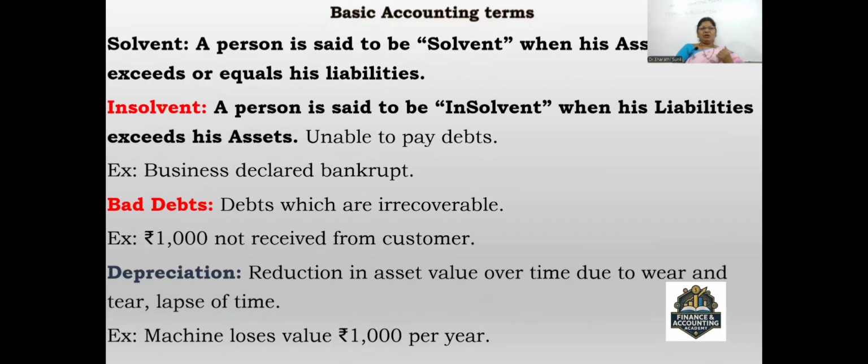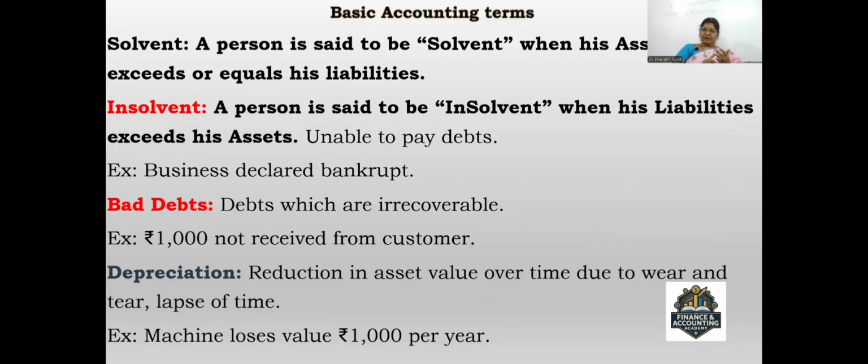Next, solvent. A person is said to be solvent when his assets are more than his liabilities, or when his assets are equal to his liabilities. Whatever loans he is taking or whatever amounts he is raising, if he is able to pay all those amounts, he is called what? Solvent.